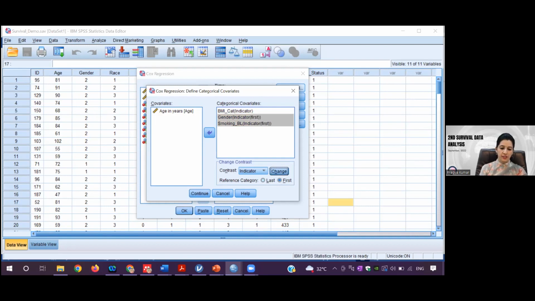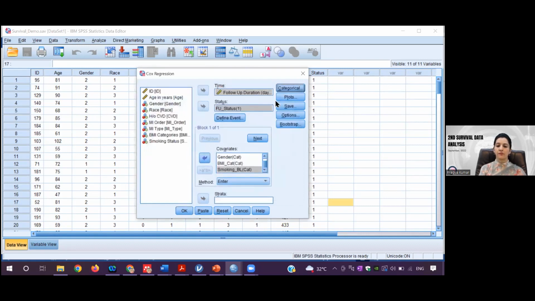When you click first and press change, you will see in the bracket "first" appear. If it is appearing, that means it is taking the first category. That is there. This one has not appeared. Okay, this BMI category it is taking as first. So then I'll go to continue.